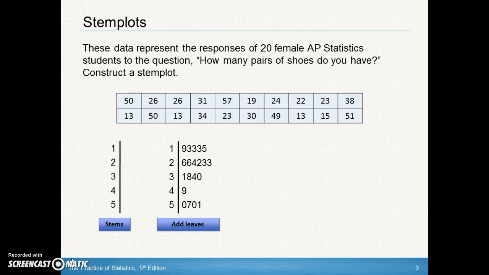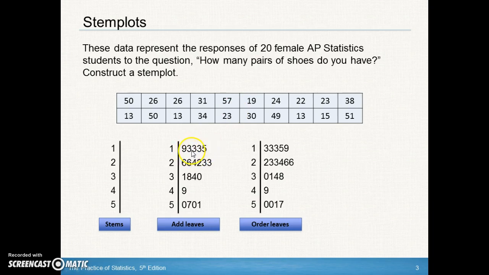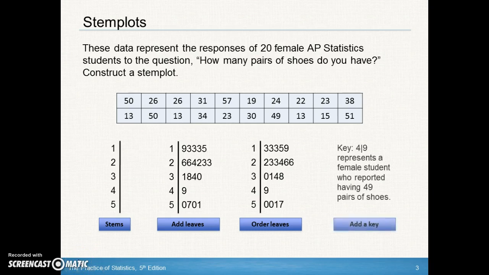So we wrote each leaf to the right of its stem, and from there we need to rearrange our leaves so that they're in numerical order. So I take all of these 9, 3, 3, 3, 5, and I rearrange them in numerical order, 3, 3, 3, 5, 9. From there, I have to add a key that explains what my stem plot actually means. So the 4 with a vertical line, 9, represents a female student who reported having 49 pairs of shoes. On the AP exam, if you don't list your key, you actually don't get any credit for your stem plot.